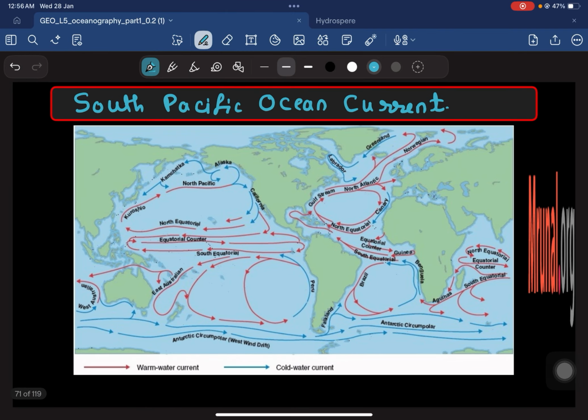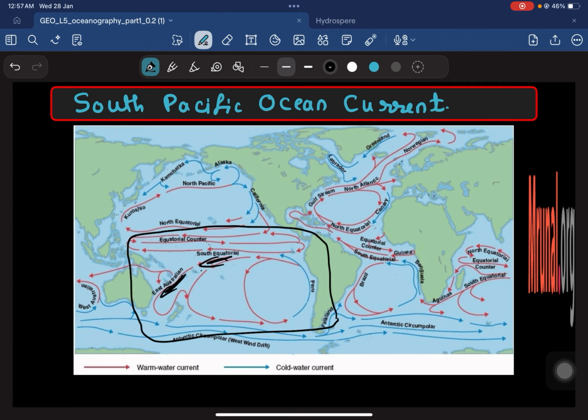Okay, next is the South Pacific Ocean current. Only focus on South Pacific now. Up to here you focus. Last few minutes. Okay, South Pacific Ocean currents. It will start as the South Equatorial current. It is anti-clockwise, right? The South Equatorial current is anti-clockwise. And next, this will become the Eastern Australian current.